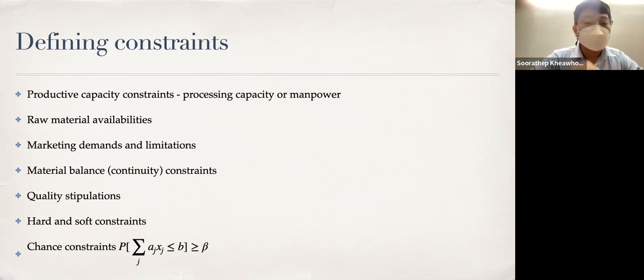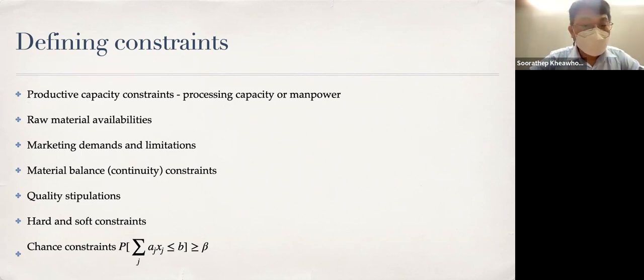And what else? Marketing demand and limitation. This is quite complicated because most of the time marketing demand is defined by contract. In the case you have a contract, of course, this constraint is an equality constraint, not an inequality constraint, right? You promise with anyone, you have to keep the promise.